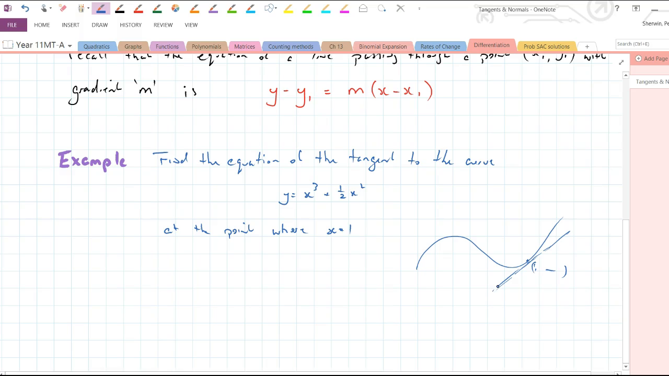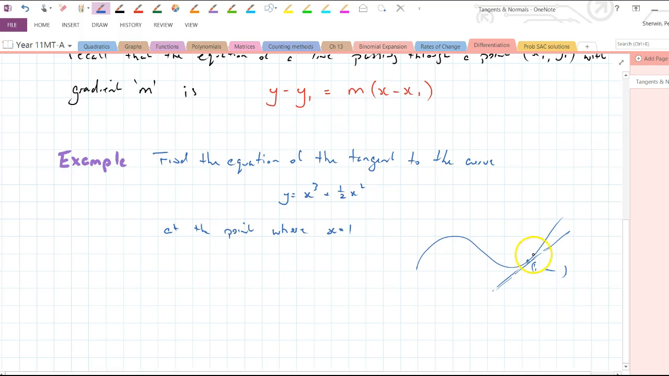So, what I'd like you to do is pause the video here and do as much as you can, and then come back to it. But just to give you the overall game plan, we're going to need to find the gradient of the tangent and the xy point. We've been given the x point, we need to find the y point as well, so we can put the x1, which will be 1, and the y1, which we need to find, into the equation with the gradient.